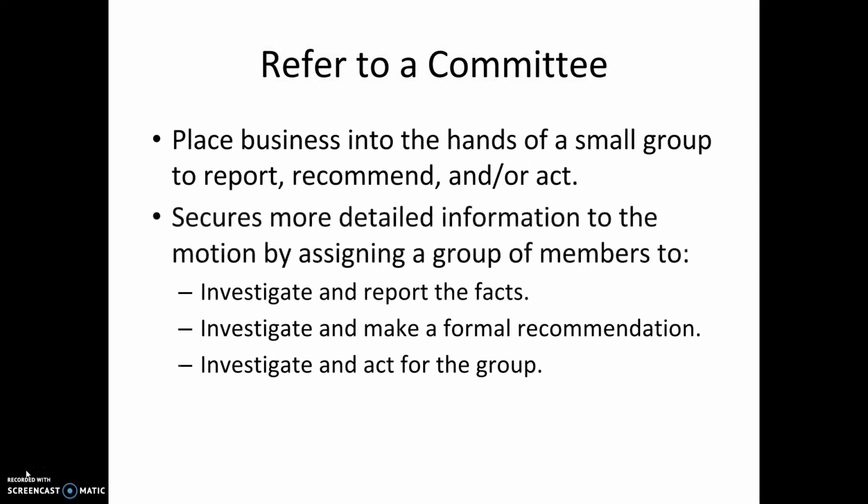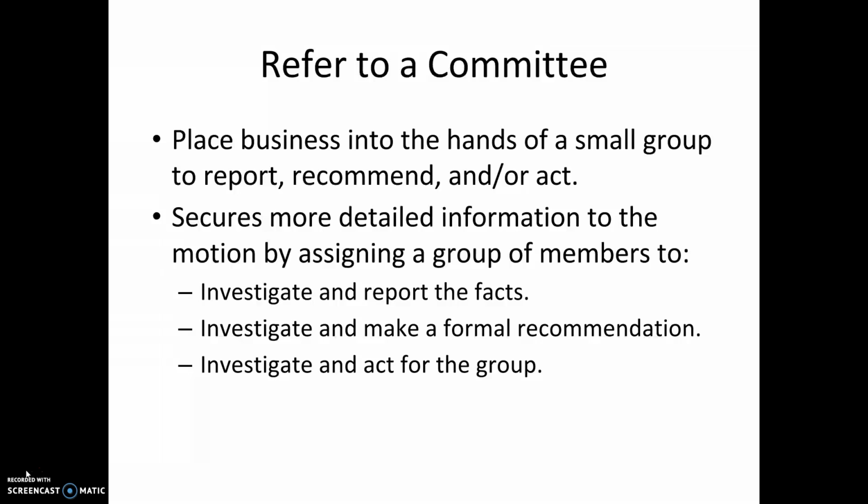Alright, referring to a committee. This places a motion or business into the hands of a small group to report, recommend, and then they can act on it, sometimes they don't. It really is meant to secure more detailed information on the motion by assigning a group of members to do the following 3 things.